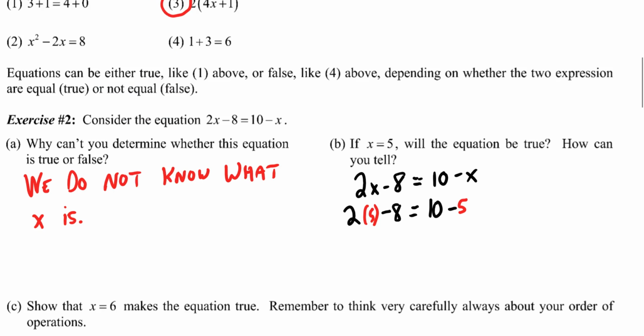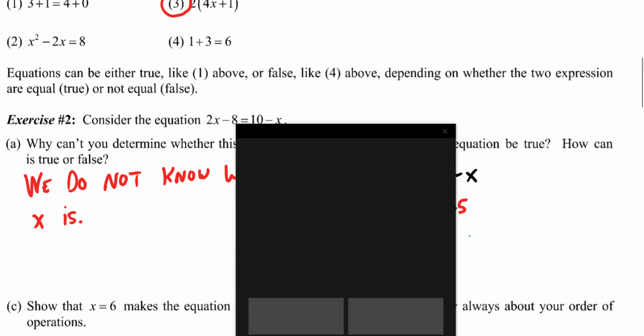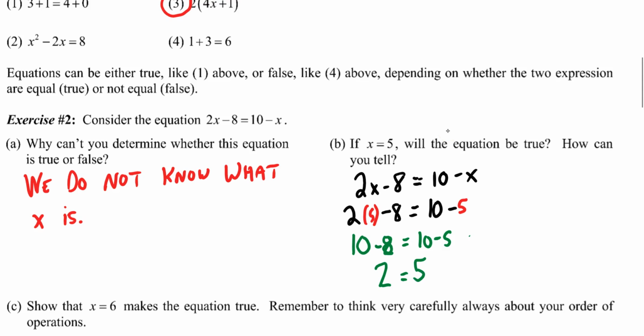Well, 2 times 5 is 10. I'll still have 10 minus 8. And over here I have 10 minus 5. 10 minus 8 is 2. 10 minus 5 is 5. Is 2 equal to 5? Those are not equal. This is false. So here's what I do know. It's not 5.